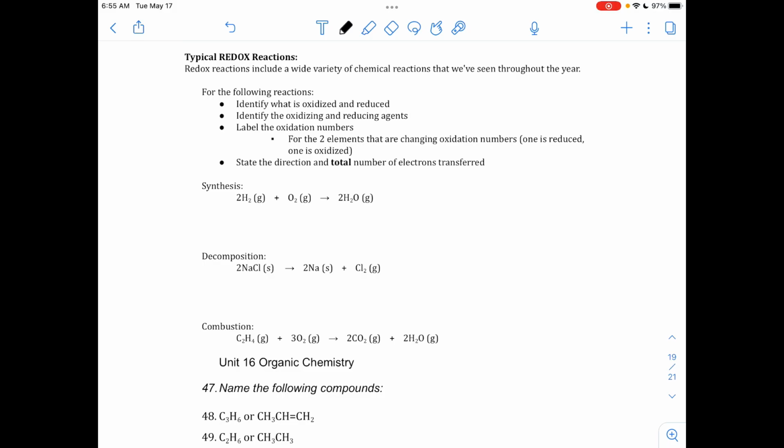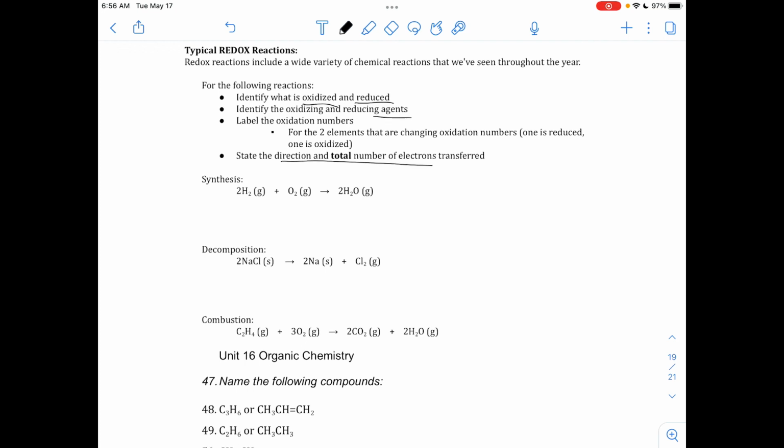Okay, redox. So we're going to have to do a bunch of things. Going to have to assign oxidation numbers. That's going to allow us to tell what's being oxidized, reduced, what the different agents are, and then the direction and total electrons transferred. So for this one, hydrogen, oxygen, they're zeros because they're free elements. Water is -2, +1, total charge of +2.